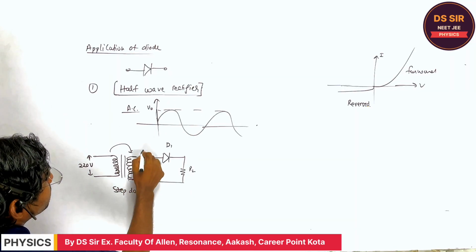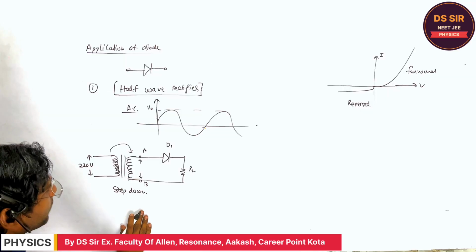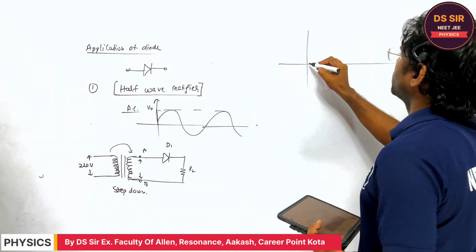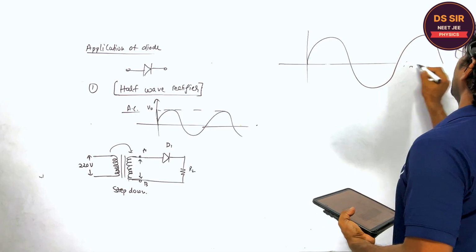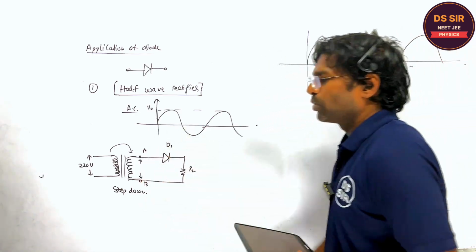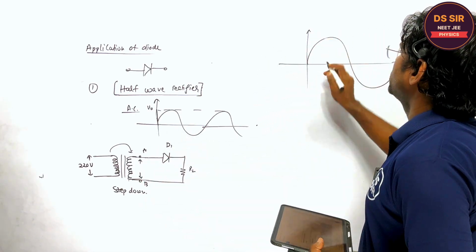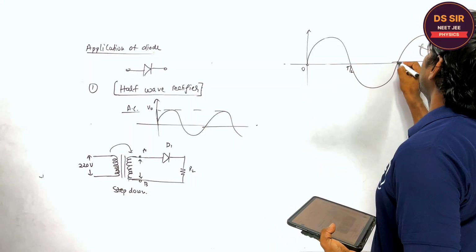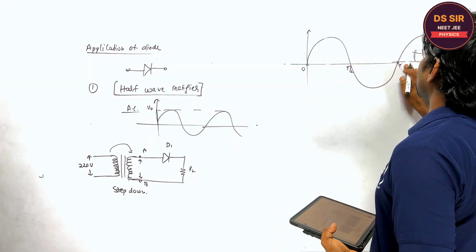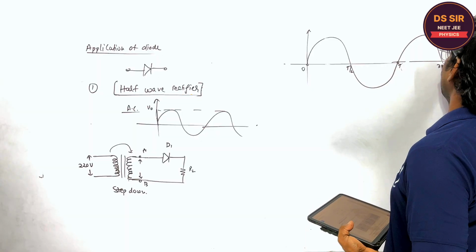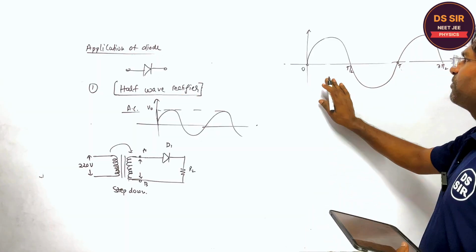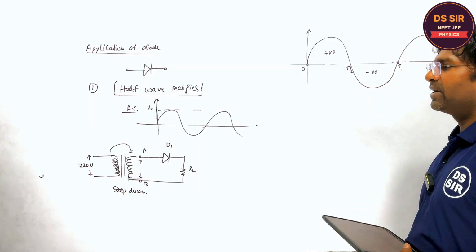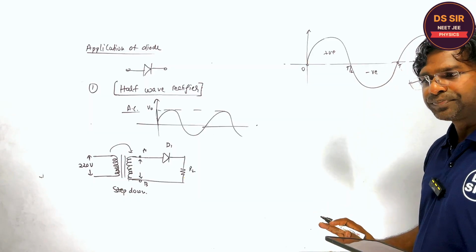So at points A and B, what is applied? You may consider this is the input wave applied at this point. This is the input applied from 0 to T by 2, and this is T by 2, this is T, and this is 3T by 2. So for one half wave it is positive, and for the next half wave it is negative. Are you getting or not?